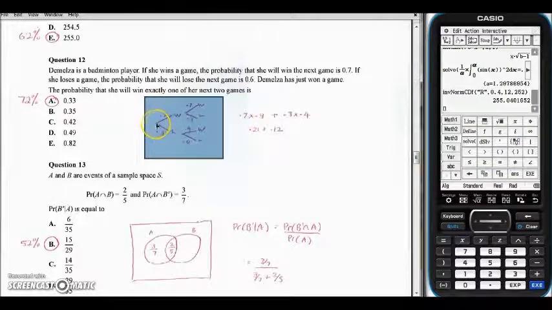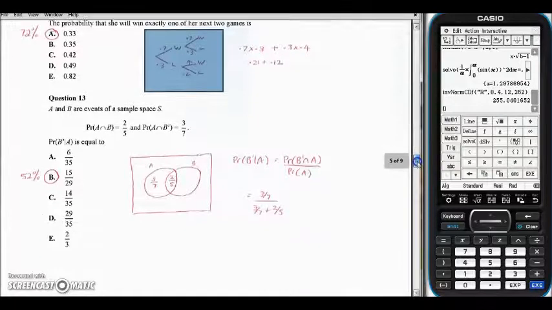If she wins, the probability that she wins the next one is 0.7, and so we want to win one of the next two, so either win-lose or lose-win. The probability of a win and then a loss would be 0.7 times 0.3, and a loss then a win is 0.3 times 0.4, which gives you 0.21 and 0.12, which is 0.33. Okay, try not to over-rely on your calculator. There's no reason why you couldn't do that without it.